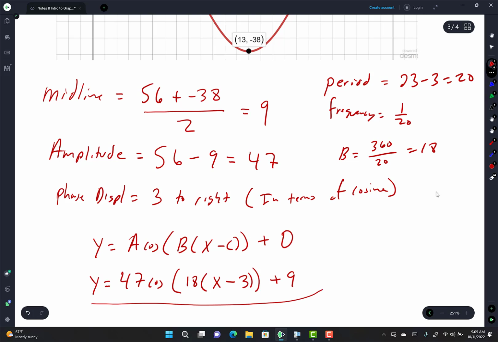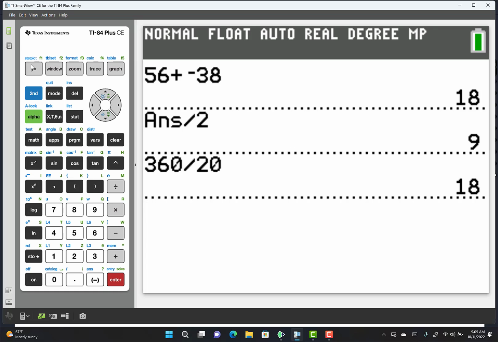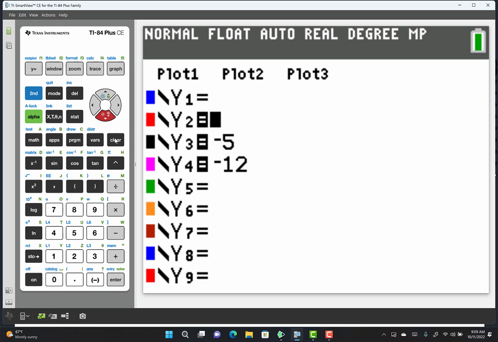Type that into your calculator fast. There's a y equals button. So I'll just go y equals. I clear it. I'm going to clear everything I have in here. I just push the clear button. And then I start typing what I have.